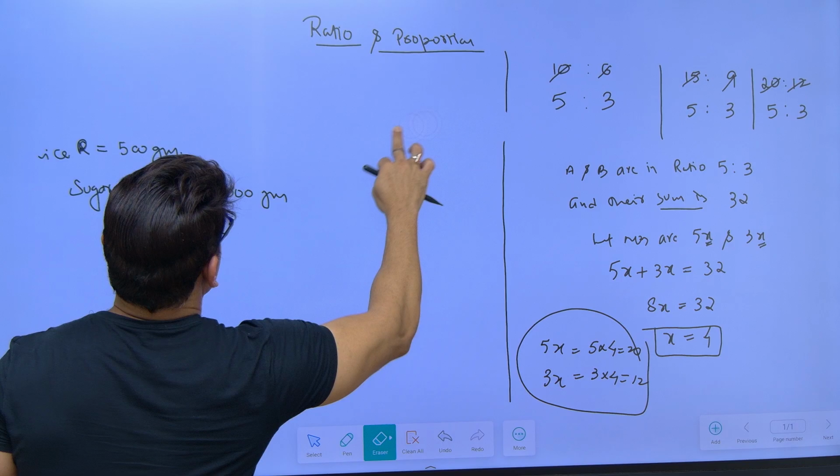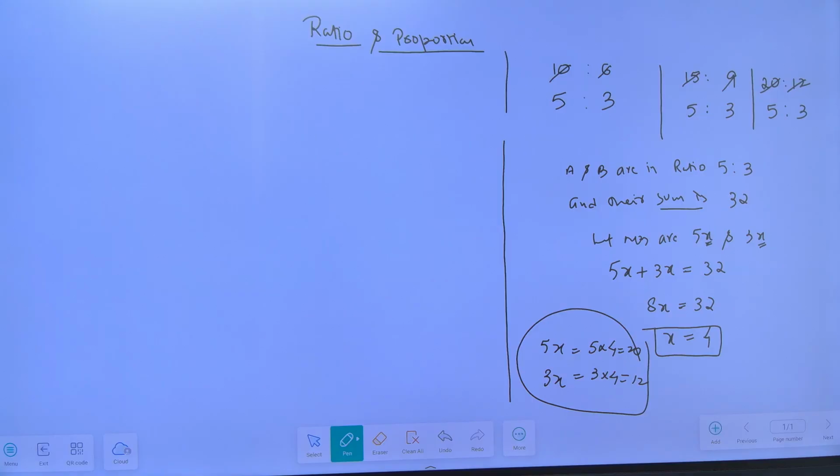Now there are different types of ratios, right? The most important is called continued ratio. So what is a continued ratio? We'll take an example for this. Let's say it is given that A is to B is 2 is to 3 and B is to C is 3 is to 4.